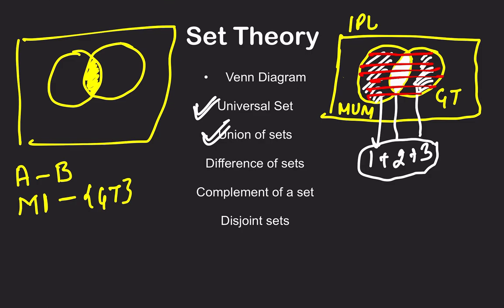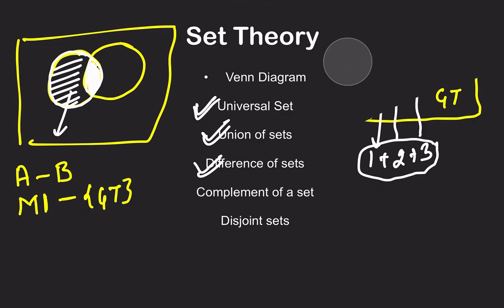It means all the players of Mumbai Indians minus those players who have also played for Gujarat Titans. Only this section. This is A minus B, meaning people who have played for Mumbai Indians but have not played for Gujarat Titans. That is, not the common area. That is the difference of two sets. This is done. I hope the definition is coming across to you.